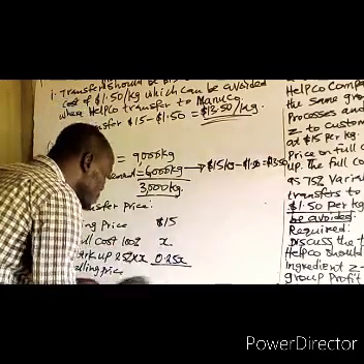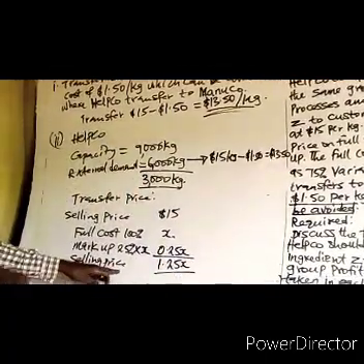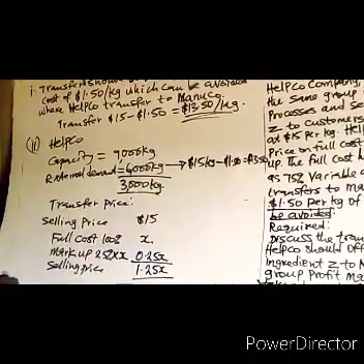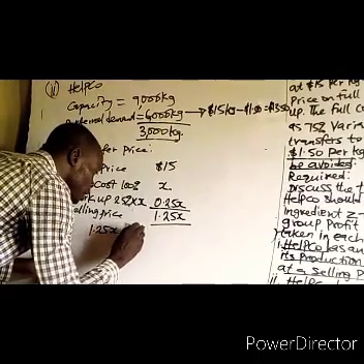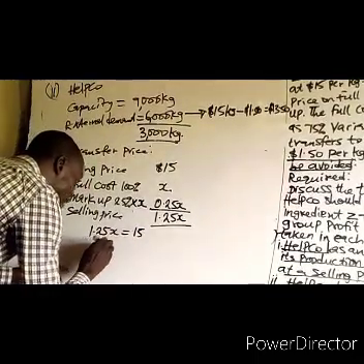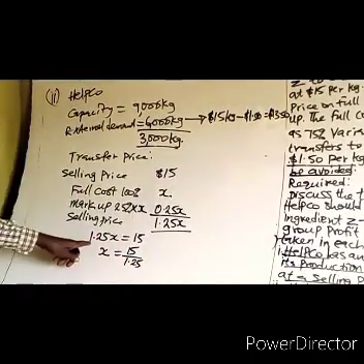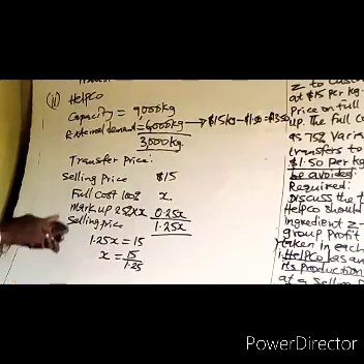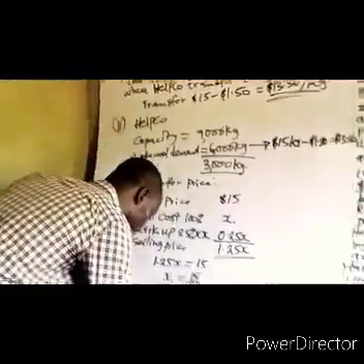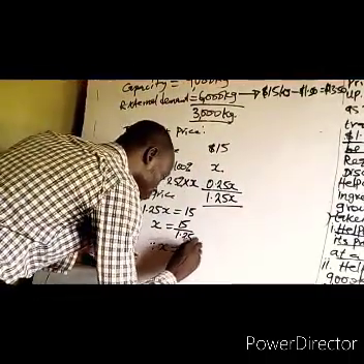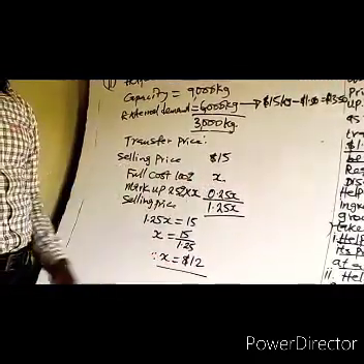1 plus 0.25 will be 1.25X. That is the selling price, and our selling price is given to be $15. Therefore, 1.25X equals $15. To make X the subject, you divide both sides by 1.25, so X equals 15 divided by 1.25, which gives us 12. Therefore, X is $12. That is, the full cost is $12.